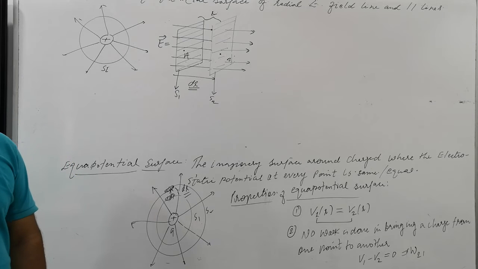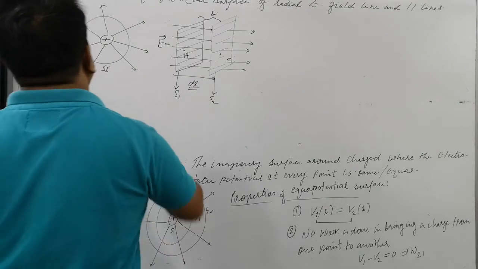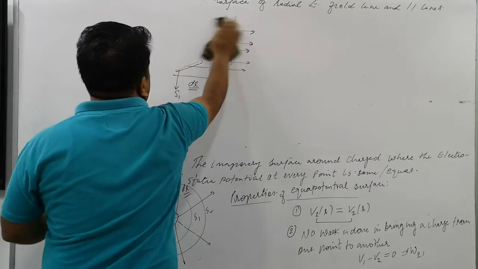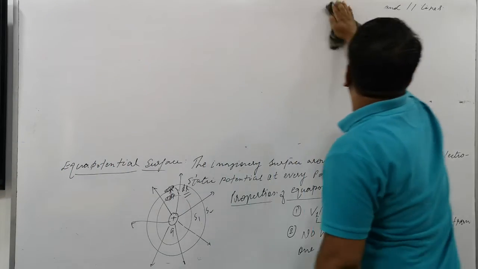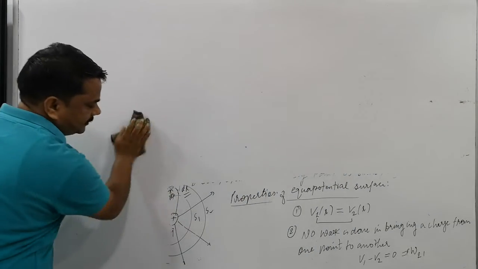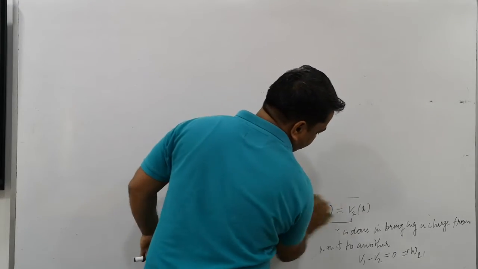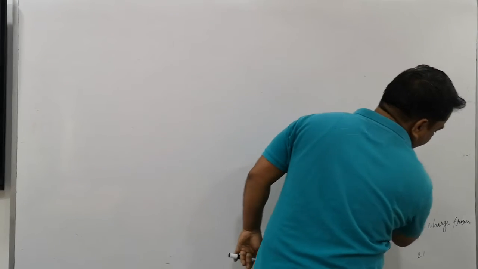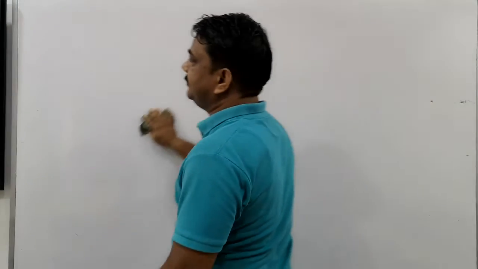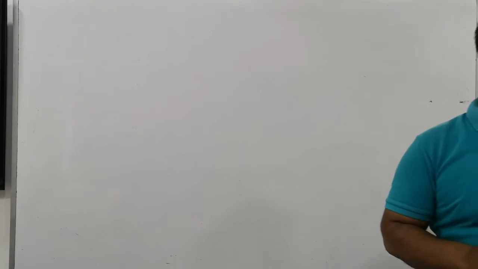Now we'll discuss electrostatic potential due to a system of two charges. Please go on writing: electrostatic potential or electric potential due to a system of two charges. So far we have discussed the electrostatic potential due to a single charge. Now we will discuss it due to a system of two charges. A system of two charges obviously means a dipole, two equal and opposite charges.